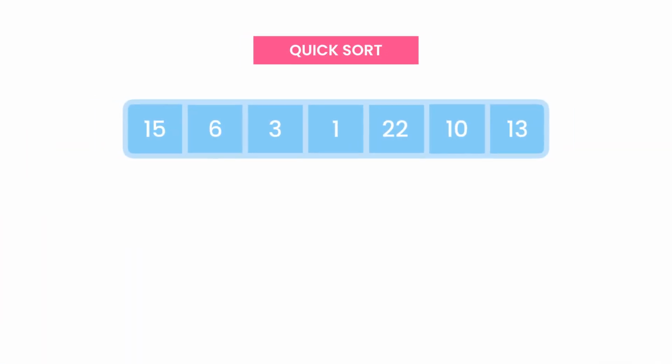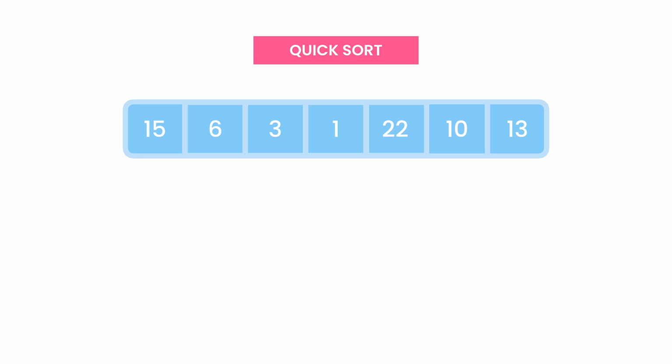Quicksort algorithm is one of the most used sorting algorithms, and it's the one that is built into most languages and frameworks. It's a fairly efficient algorithm, and unlike merge sort, it doesn't require any additional space. We can sort an array in place. Let me show you how it works.